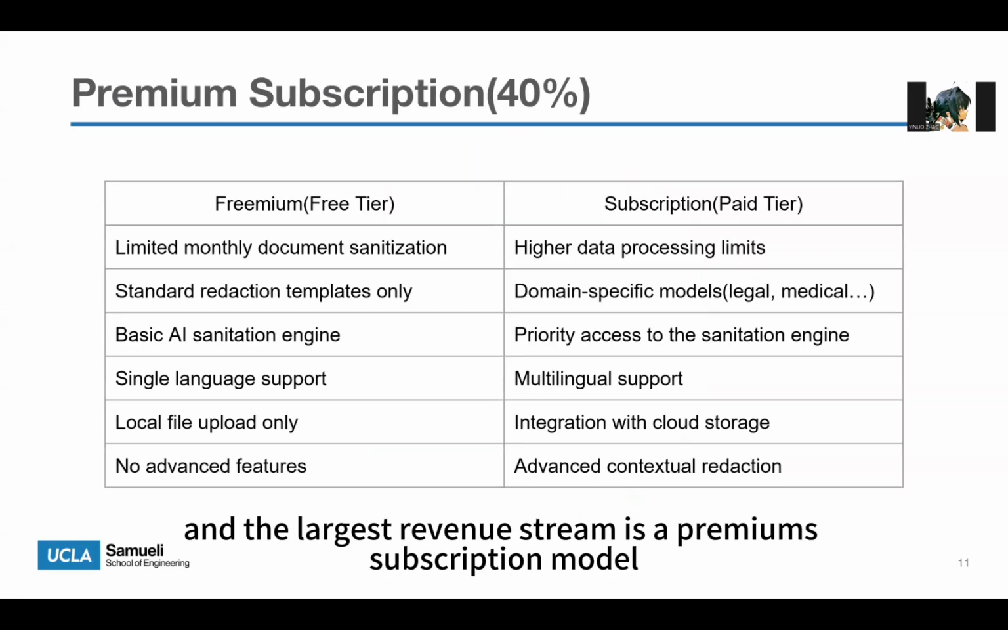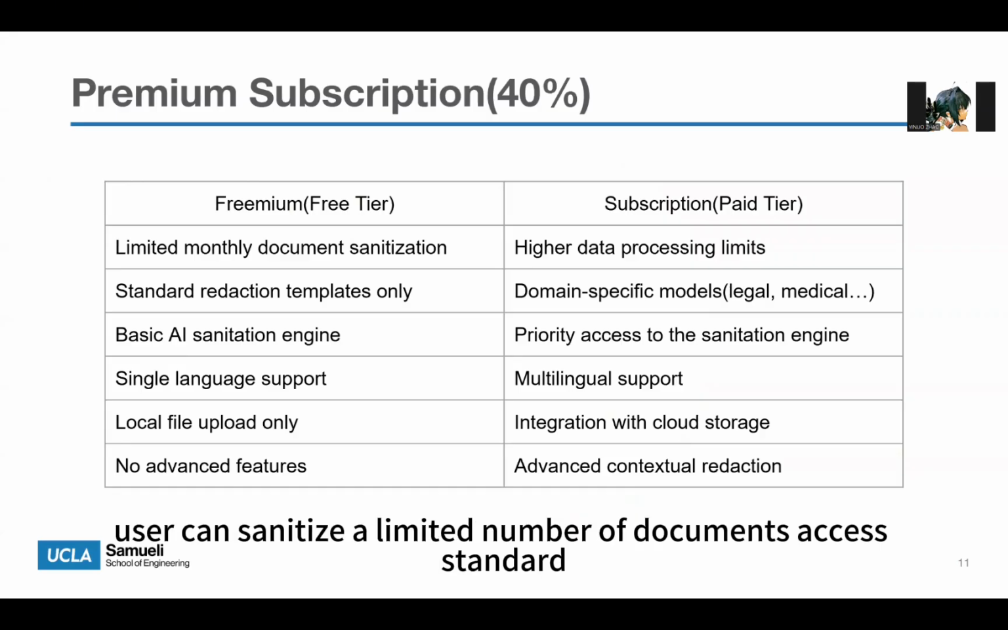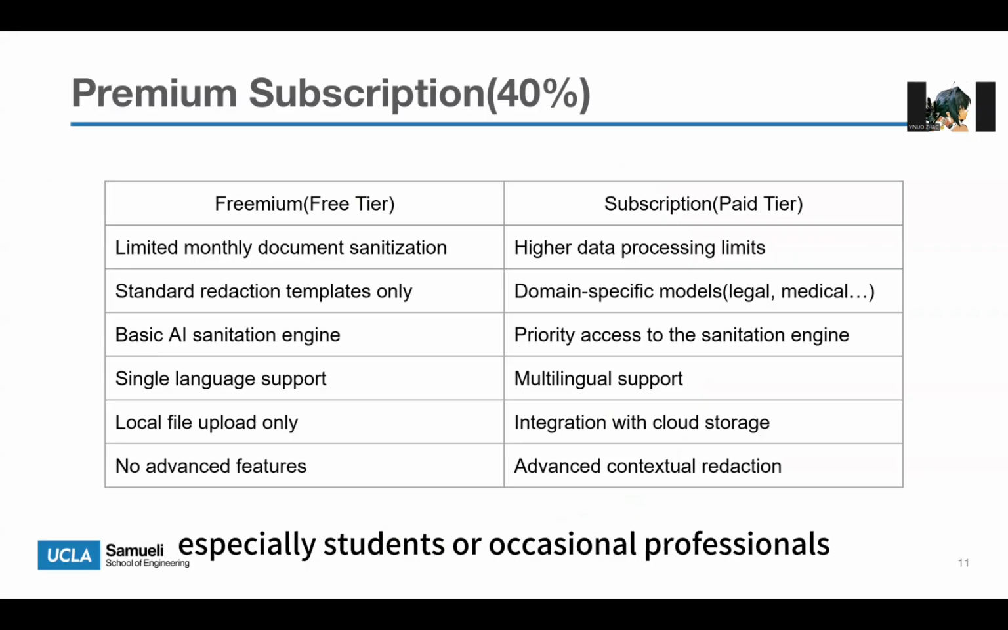Our first and the largest revenue stream is a premium subscription model. The free tier focuses on basic redaction. Users can sanitize a limited number of documents, access standard templates, and get basic AI scores. This is enough for light users, especially students or occasional professionals.